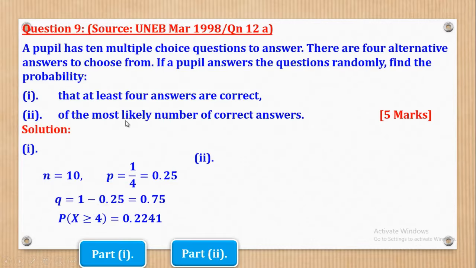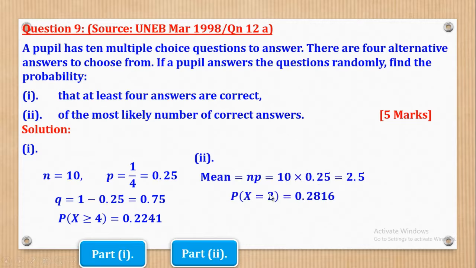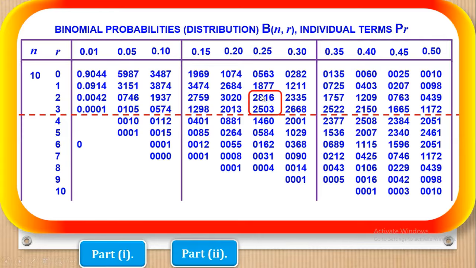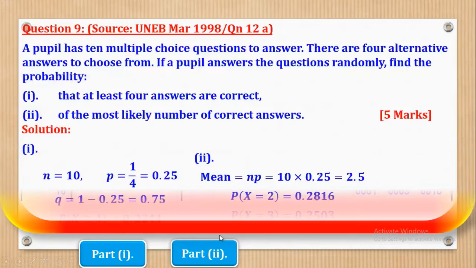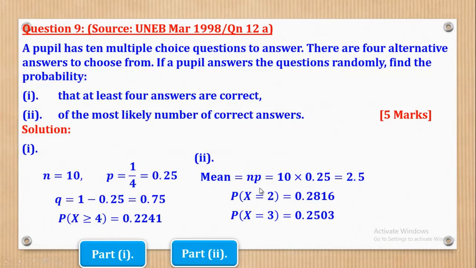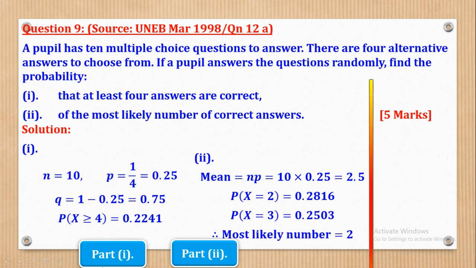Then for part B, most likely number is another word to mean mod of x. Therefore, the first thing to do is to get the mean, and that mean is enclosed between 2 values, x equal to 1, 2, and x equal to 3. If you look at this, x equal to 2 is 0.2816, and x equal to 3 is 0.2503. Of the 2, this is bigger, therefore mod or most likely number is 2. Basically, that's what they wanted.